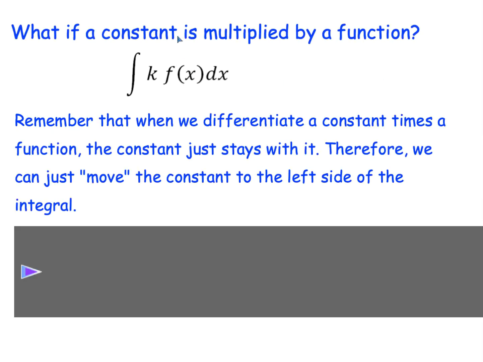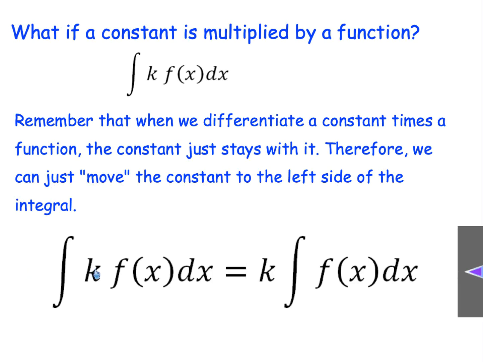Next one: what if a constant is multiplied by a function? So we have maybe 10 times a function, maybe sine of x. We remember that when we differentiate a constant times a function, the constant just stays with it. Therefore, we can just move the constant to the left of the integral. If you have a constant times a function, you can put the constant on the outside, and it's just going to come along with it.